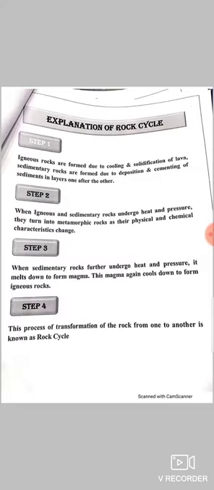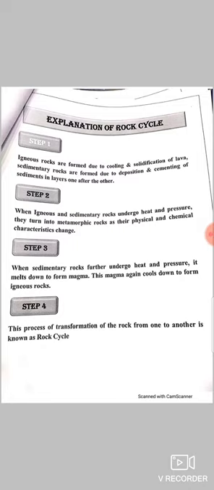Now there is the rock cycle. When one rock transforms into another rock, it is a rock cycle, because they transform into each other, like igneous to sedimentary, sedimentary to metamorphic, again metamorphic to igneous. So the conversion of rocks into each other is known as the rock cycle. Step 1: igneous rocks are formed due to cooling and solidification of lava. Sedimentary rocks are formed due to deposition and cementing of sediments, layer after layer.